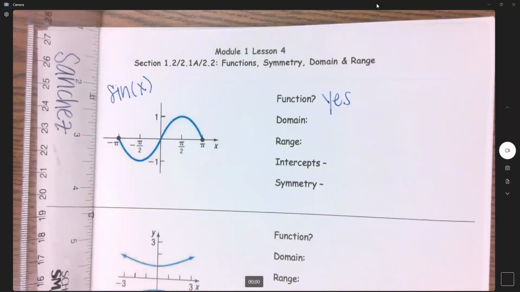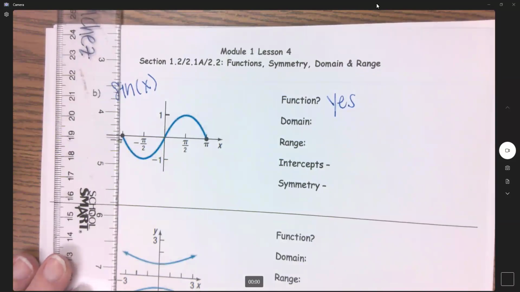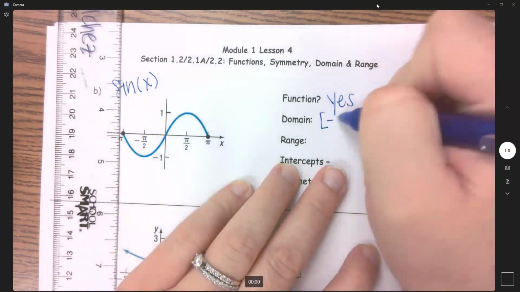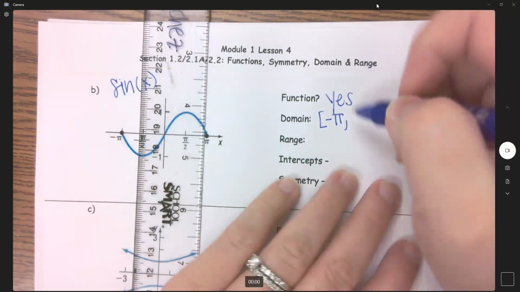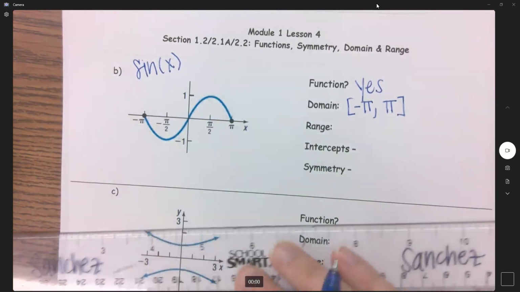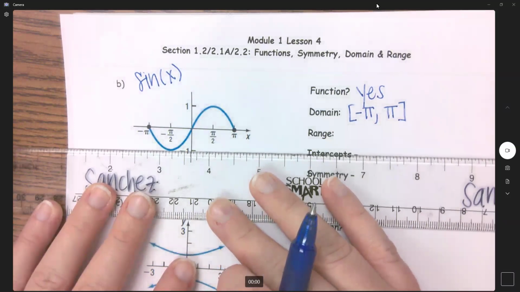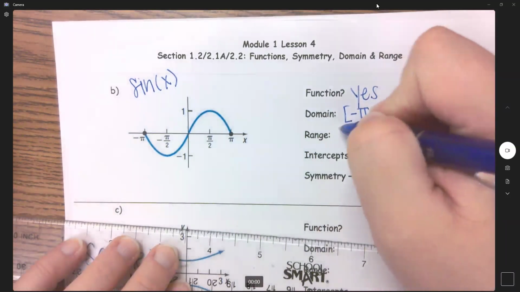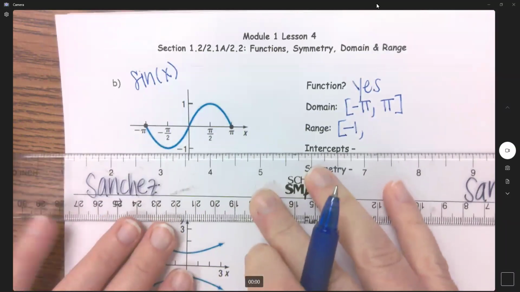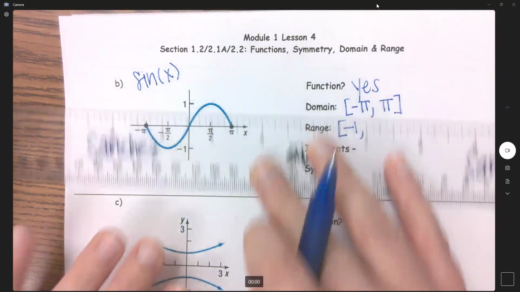What is the domain? So as we go from left to right, the leftmost is right here at negative pi. And then it's going to go all the way here to pi. What is the range? Using this top edge, as we go up, here's where I first encounter my graph. And what is that y value associated with it? That's at -1. And then as you go up, the highest y value is right here at 1.